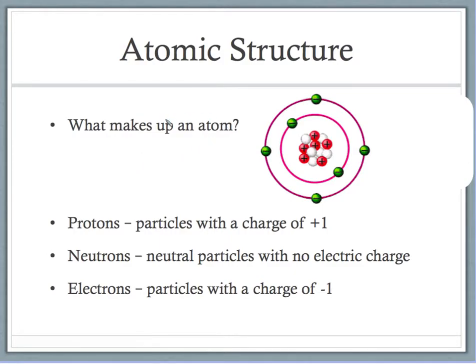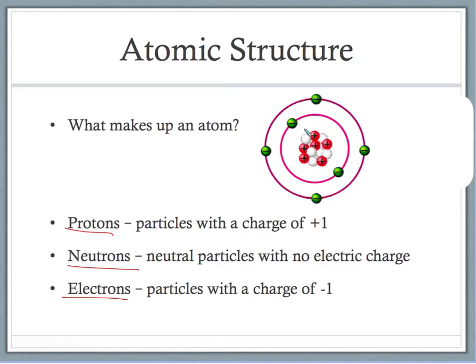And so what makes up an atom? So there are three things inside of an atom. One of them is a proton, one of them is a neutron, and one of them is an electron. So protons are particles with a charge of positive 1. Neutrons are neutral particles that don't have a charge, and electrons are a particle with a charge of negative 1.